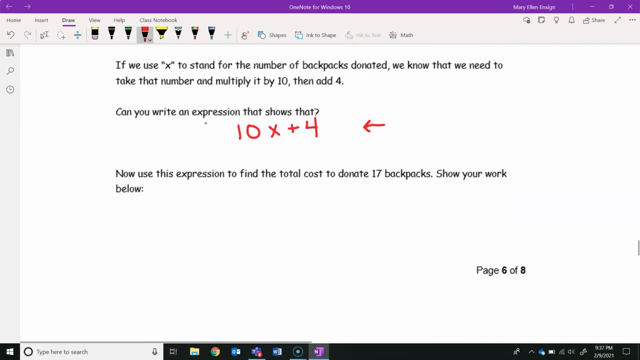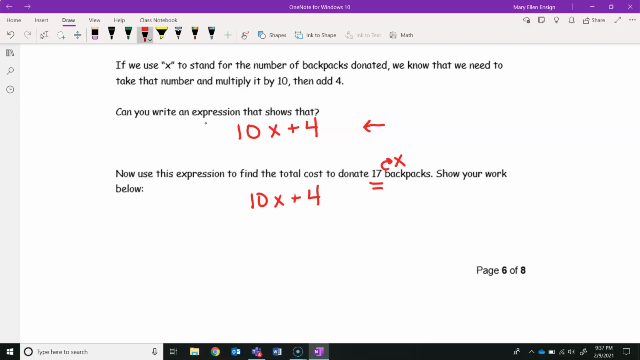Okay, so now we're going to use this expression, which I'm going to rewrite here, to find the total cost to donate 17 backpacks. Well, we did this before without this expression, but we would say, how much does it cost for 6 backpacks or 8 backpacks or 20 backpacks, right? We could put anything in there. We want to know how much it's going to cost to donate 17 backpacks. We know X stands for the number of backpacks.